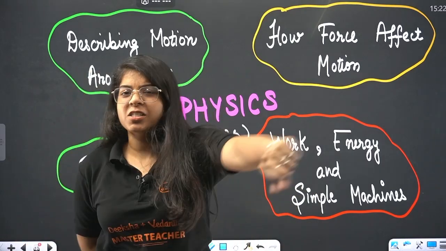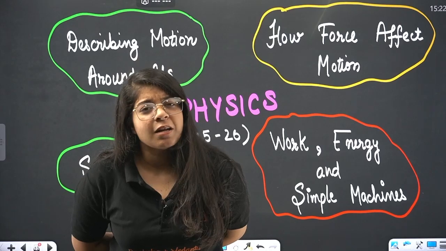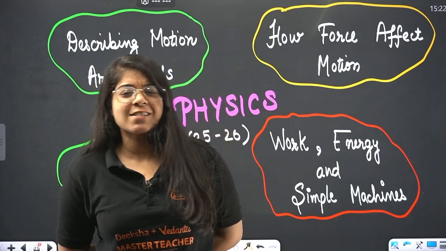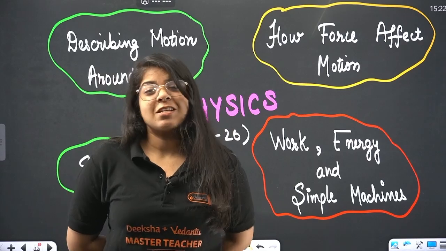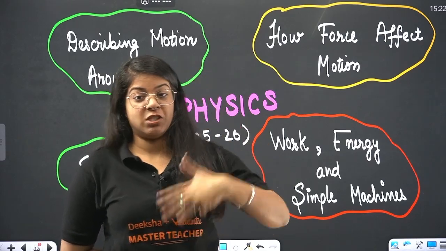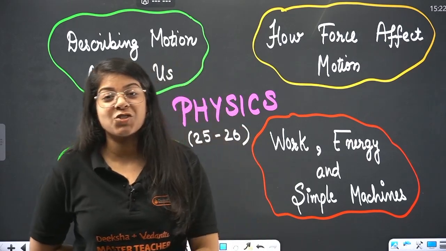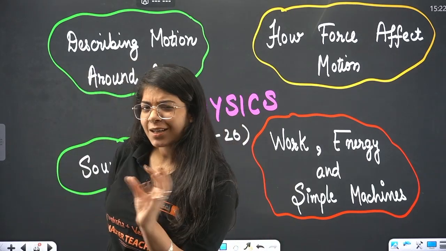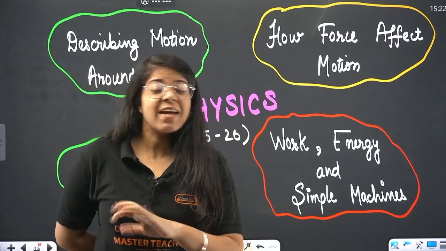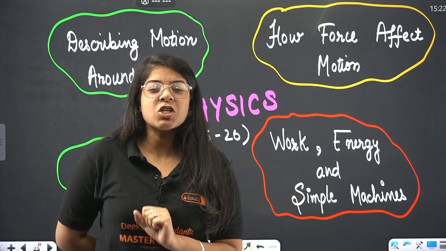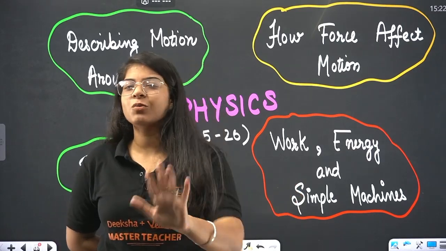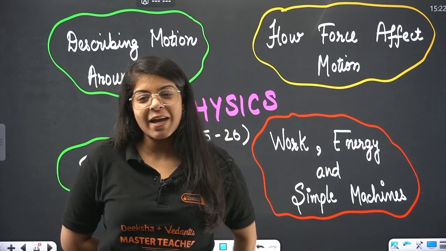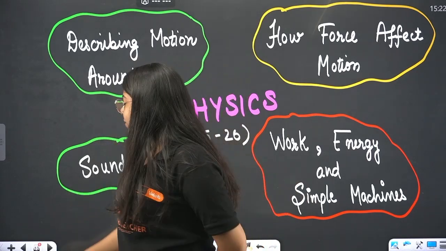Okay, next we have work, energy and simple machines. Now in work, energy and simple machines, you have to work a little bit and put in a little more energy than you did in describing motion around us, and we'll study simple machines. Now simple machines are pulleys, inclined planes, all that stuff, which is very interesting. A little bit hard, but very interesting. If you give a little bit of hard work towards this chapter, it's going to be such an interesting chapter for you.